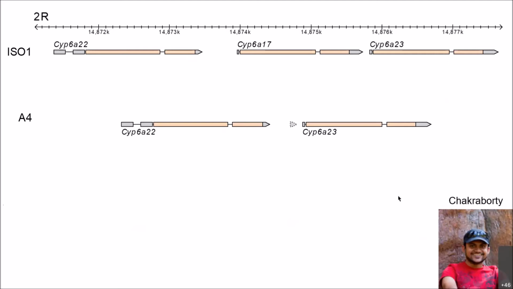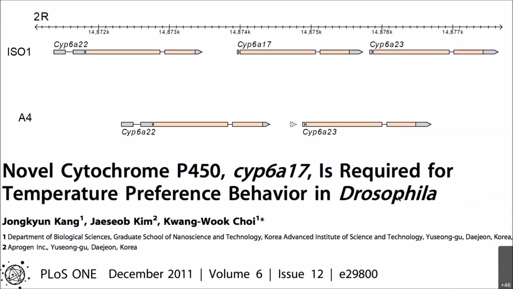This is a region where I am comparing the genotype of ISO1, which is a reference strain, on the top, to the strain that we sequenced on the bottom. You'll notice that there's a missing gene in the middle, CYP6A17. This is a cytochrome P450. Next slide. Whenever we find an interesting mutation, we do what every self-respecting fly biologist does: we go to Flybase and see if anybody's published on this. We plugged this into Flybase and saw, wow, this gene CYP6A17 is required for temperature preference behavior in Drosophila.